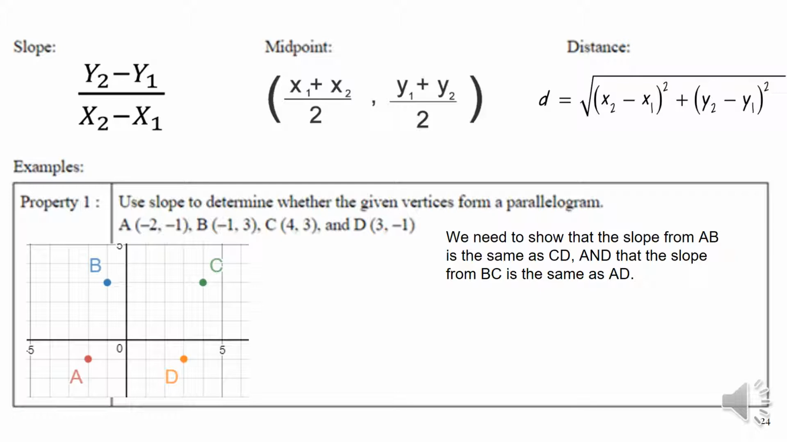we're aiming for. We need to show that both sides have the same slope. That means that AB has the same slope as CD, and BC has the same slope as AD. So I'm going to calculate the slope for both of them and show that they are indeed the same.